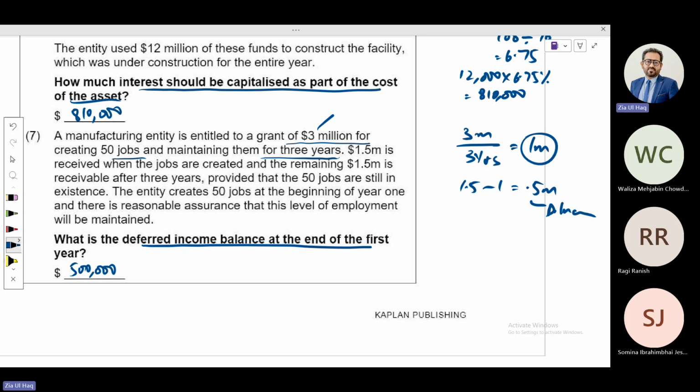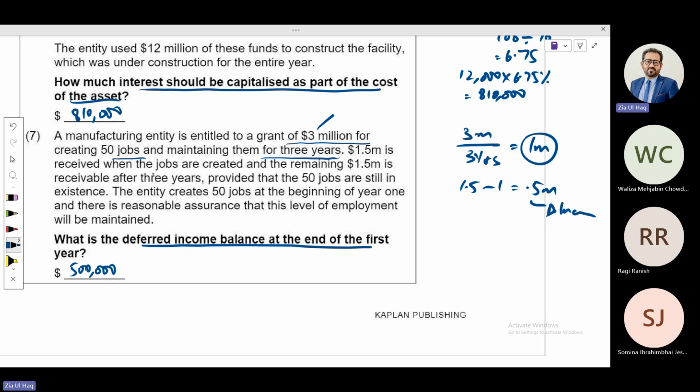If you received the complete 3 million in first year, 1 million you can record as income. The remaining 2 million you need to record as deferred income. Next year, 1 million as income, 1 million as deferred income. In year 3, 1 million as income and deferred income will be 0. That we have discussed. Okay.